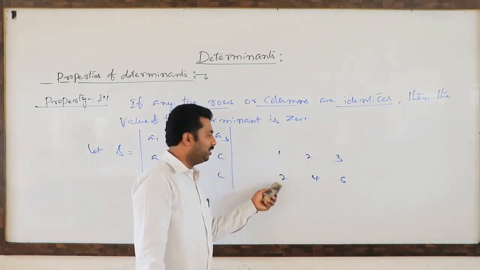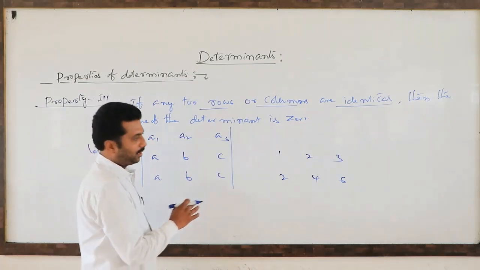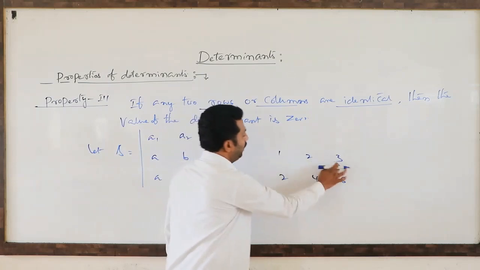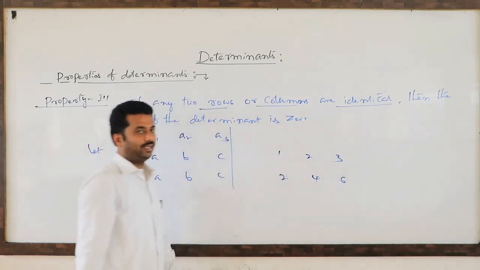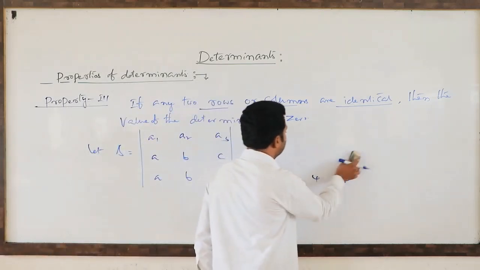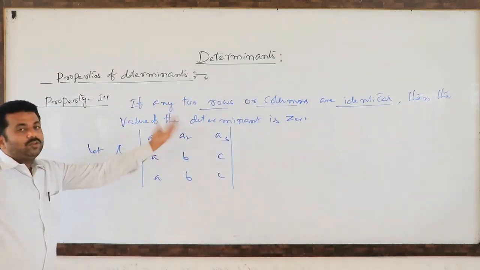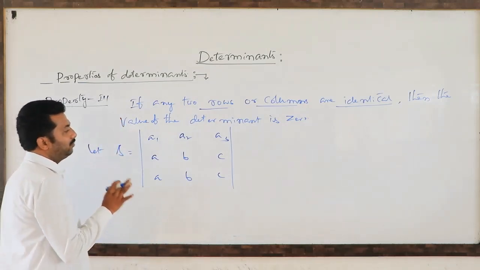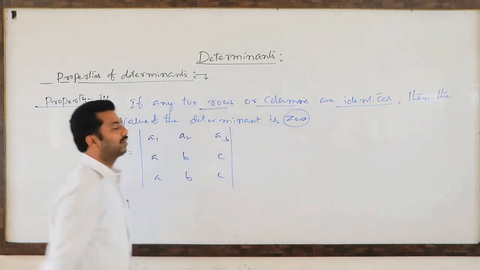Suppose this is R1 and this is R2. These two rows are identical. But the columns are not identical, because this is 1, 2, 2, 4 and 1, 3, 3, 6. Okay, so the columns are also multiples. What does identical mean? Corresponding elements must be the same, or multiples of the corresponding elements. Then the value of the determinant is always 0. That point you have to remember.